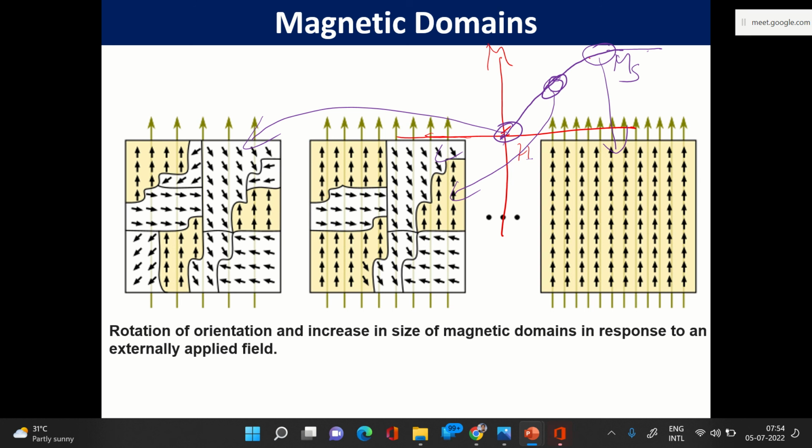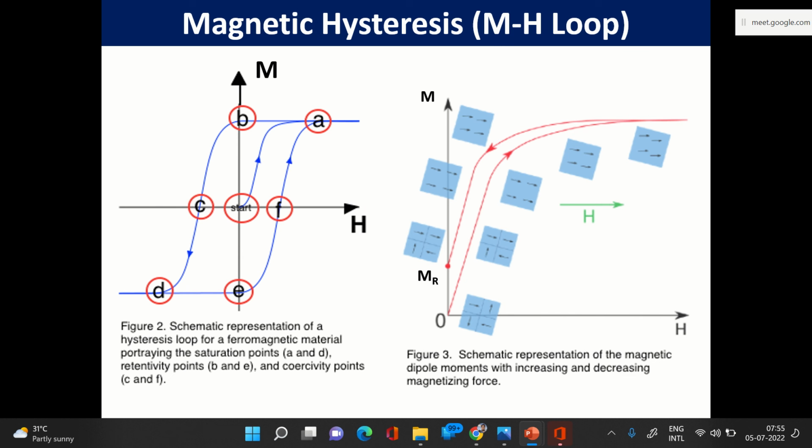If you look at the domains, starting from a multiple domain system, it is finally becoming a single domain system. So the domains are growing. The domains which have the spins already aligned with the magnetic field continue to grow at the expense of other domains which are not aligned. Okay, so this is the situation that we were talking about.